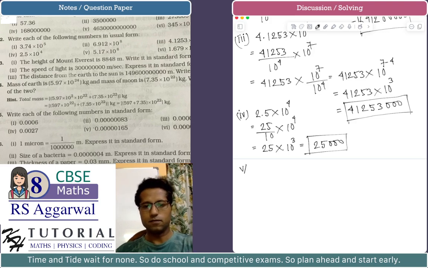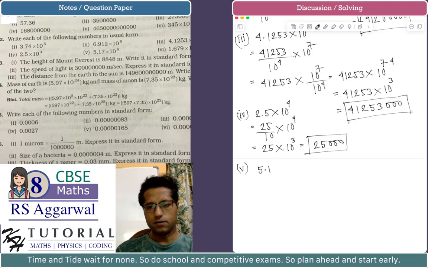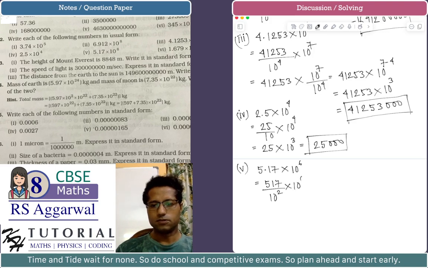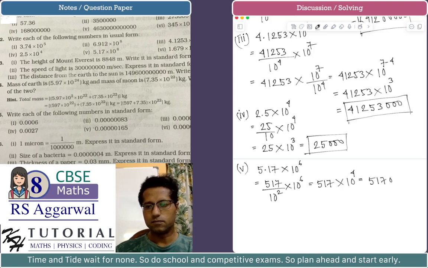My machine is running very slow. Part 5. 5.17 multiplied by 10 to the power 6. This is equal to 517 divided by 10 square multiplied by 10 to the power 6. This is equal to 517 multiplied by 10 to the power 4. This is equal to 5170000.